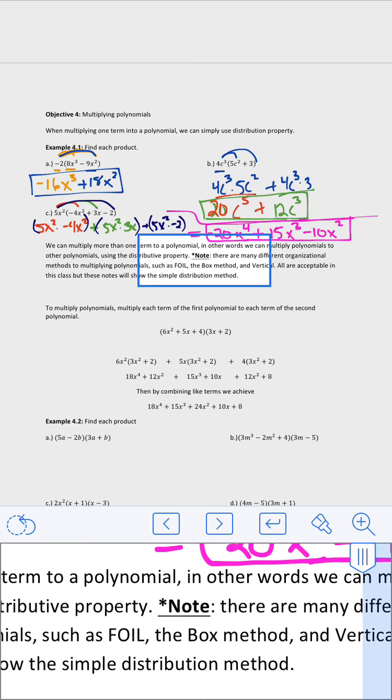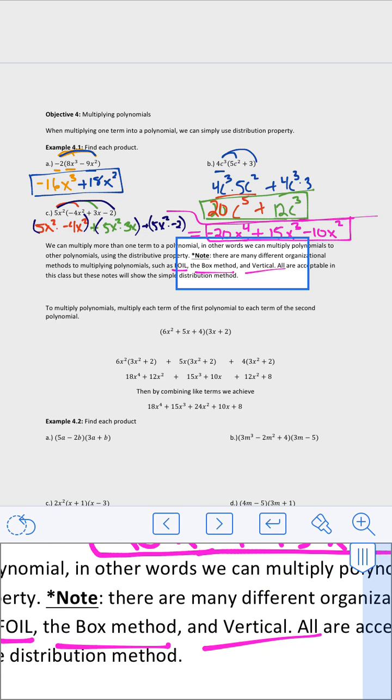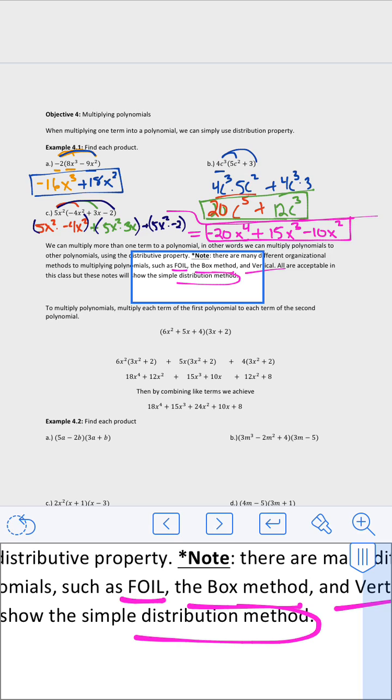Now, there are many, many different ways to organize this. Some people use a method called FOIL. Some people use boxes. Some people use tables or the vertical method. There are many different ways that you might see over the next few years. Even you maybe have seen before. And if you have one of those, use it. Totally fine. If you know what I'm talking about and you love FOIL to death, go for it. But honestly, it's all the same as the distribution property. So however you want to organize it, totally fine.